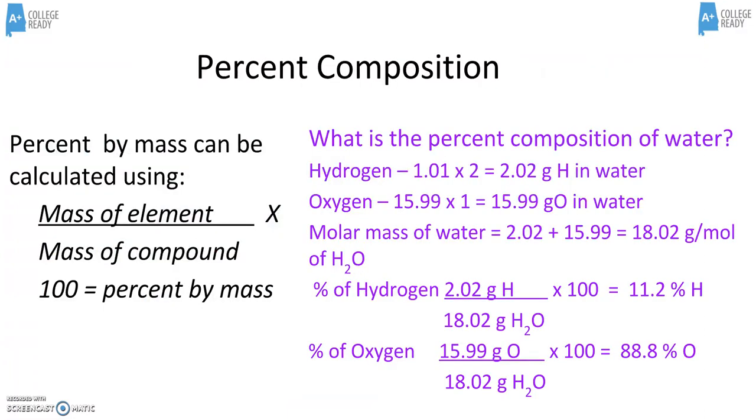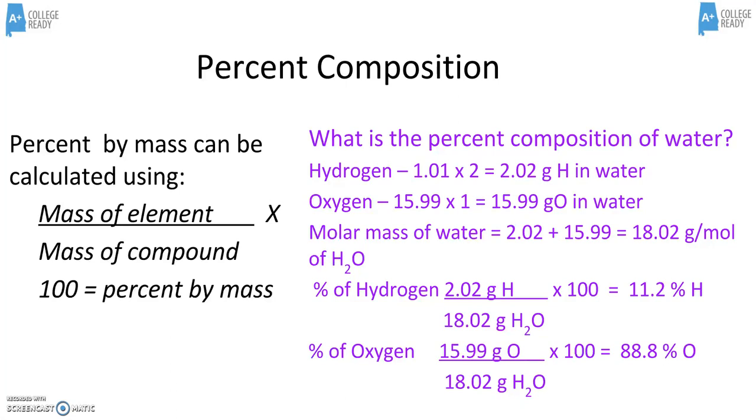So here we go. Percent composition is percent by mass that can be calculated by using the mass of the element divided by the mass of the entire compound times 100 to get that percent by mass of that element or substance. So in the example on the slide, it says, what is the percent composition of water?